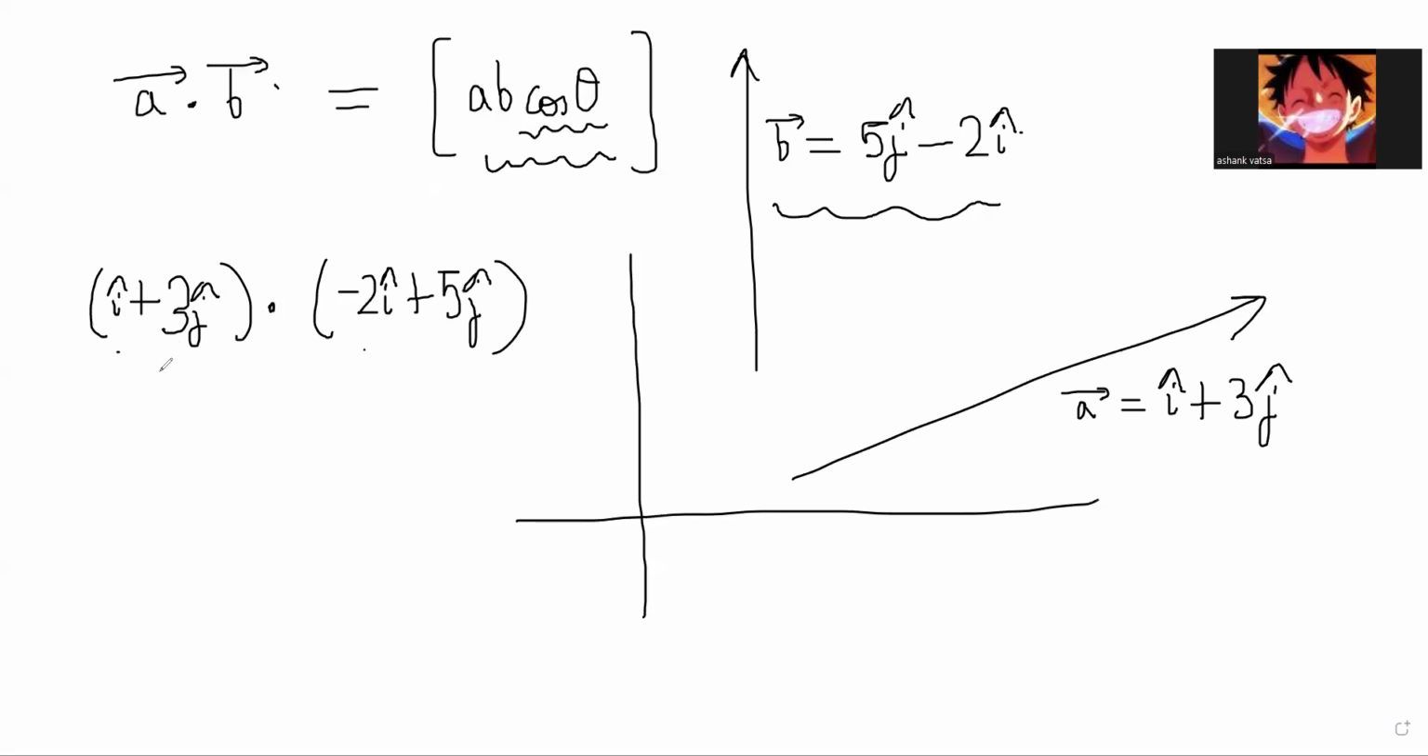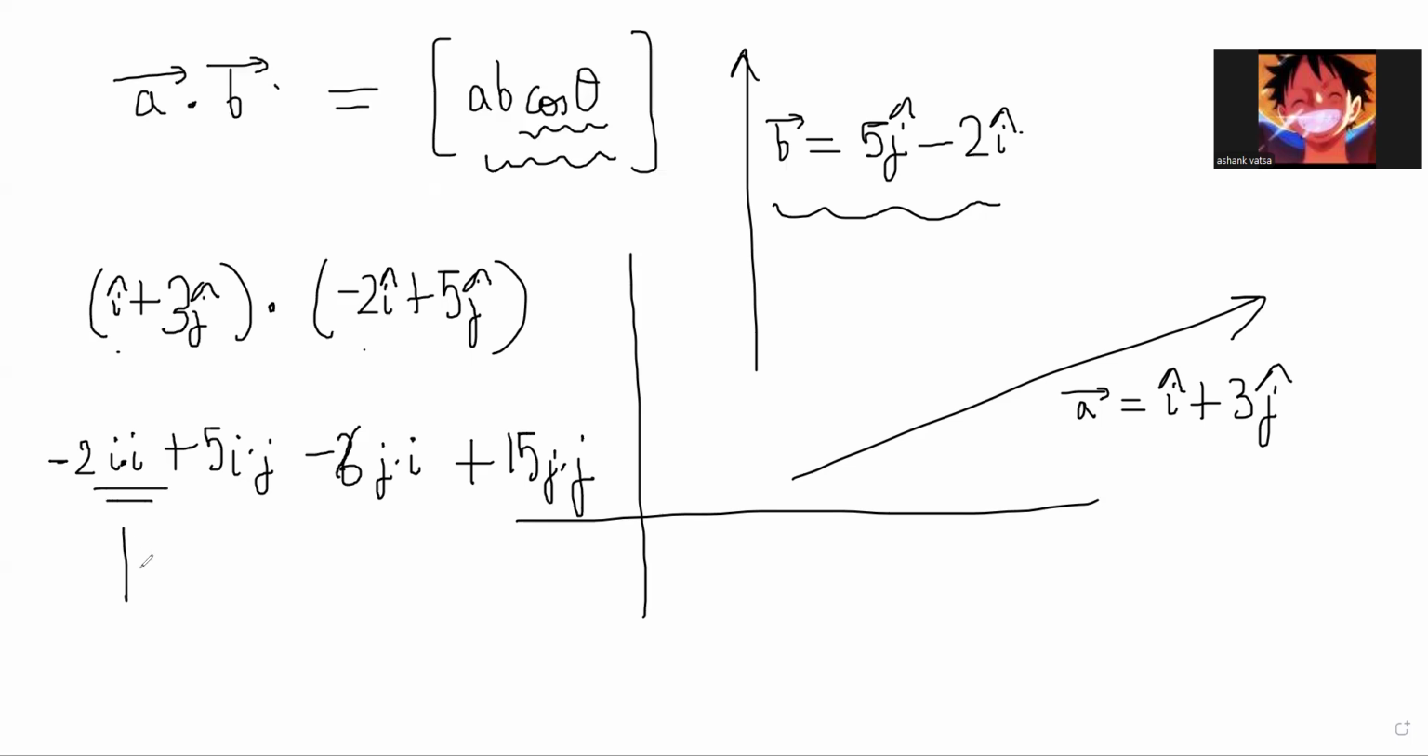Components which you multiply, normal product like algebra: you'll do minus 2 i dot i, then 5 i dot j, minus 6 j dot i, plus 15 j dot j. But i dot i is 1 by definition. Why? Because the angle between i and i is 0. So here the definition is useful because that tells us that i dot i will be 1, right? Yes, sir. Because the length of the i vector is 1. So 1 into cos 0. So here you get minus 2.